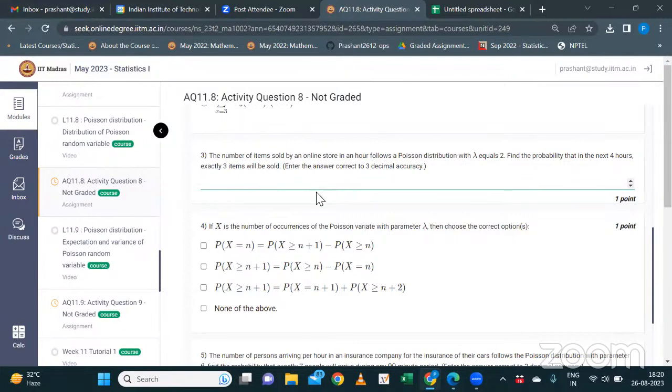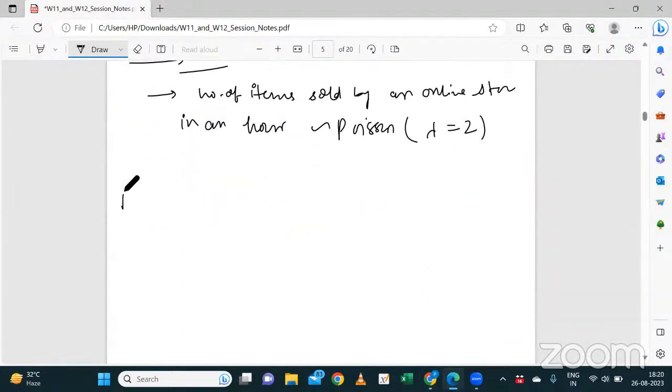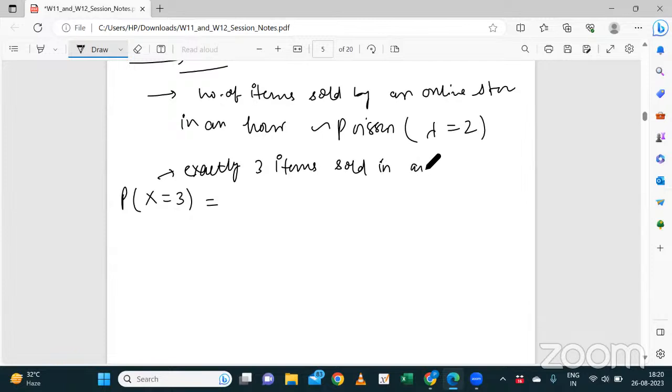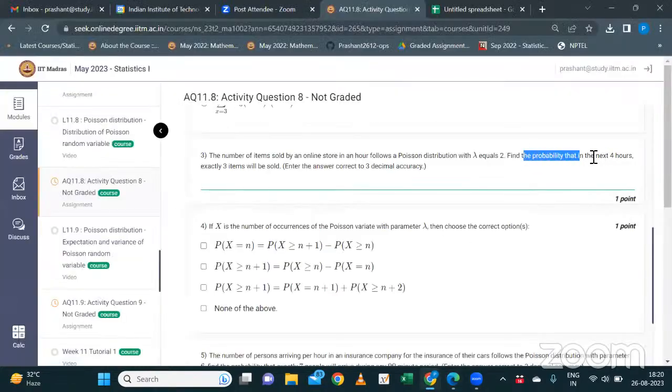So here we have to be a little bit careful. Before going to that, tell me, suppose I'm asking what is the probability that exactly 3 items will be sold in an hour. Then it will be e raised power minus lambda, with lambda is 2, 2 raised power 3 divided by 3 factorial. Correct or not? Yes, sir. But here the question says find the probability that in the next 4 hours.